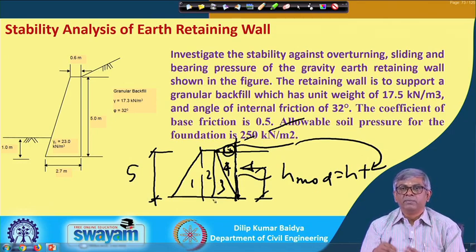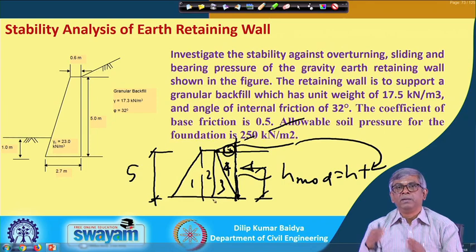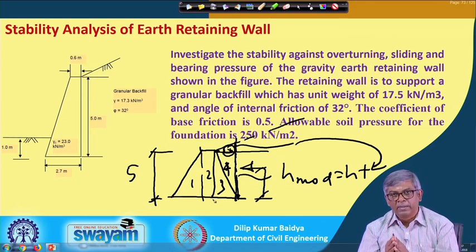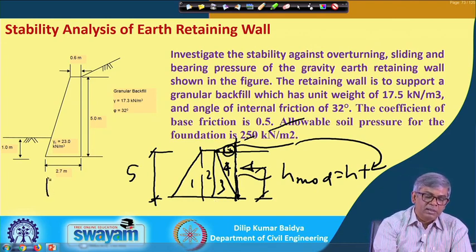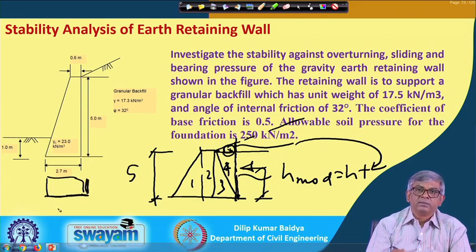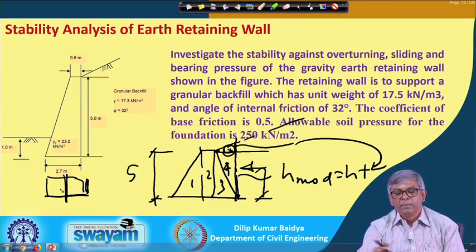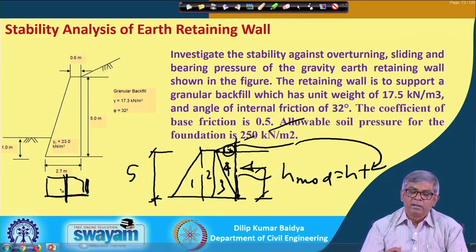If it is not in the middle, find the eccentricity; eccentricity multiplied by the vertical force will be your moment. Once you get the moment, sigma max and sigma minimum will be equal to PV divided by area plus or minus My by I. While calculating I, you always have to take this as the base and this as the height, because it is rotating with respect to this axis. So, whatever may be the type of problem, this is how the problem is solved.